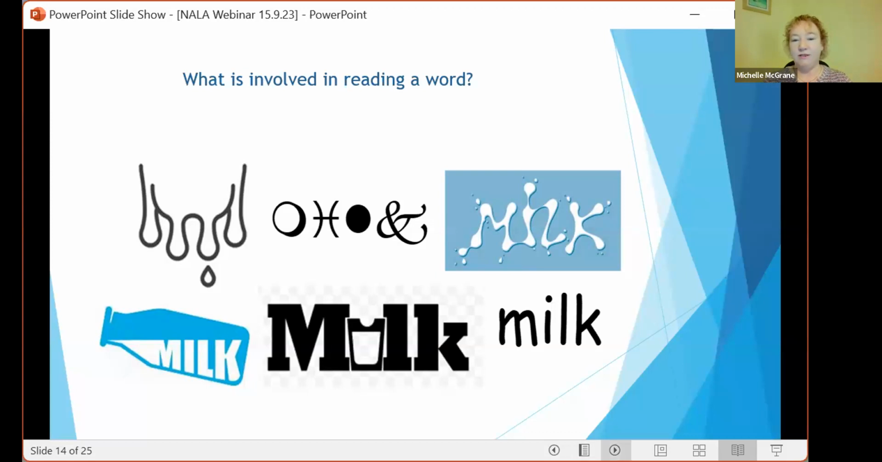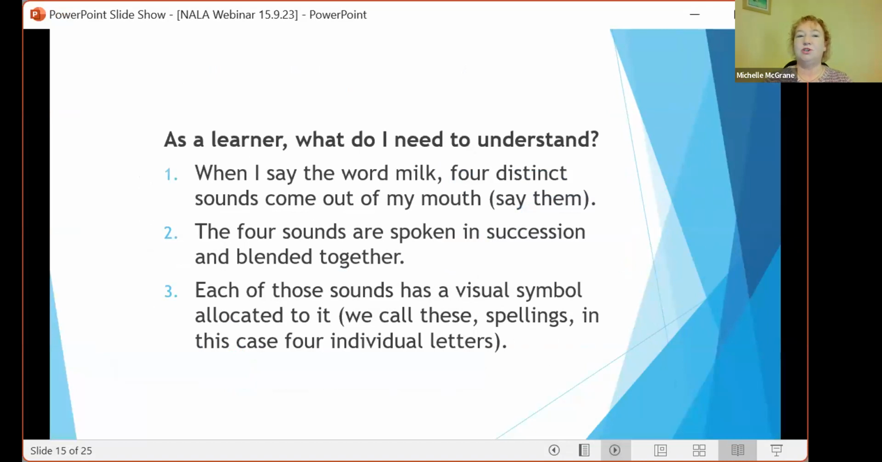So, in fact, what is required to read a word? Well, what do you need to understand? You need to understand that when I say the word milk, 4 distinct, discrete sounds are actually going to come out of my mouth: m, i, l, k. Those 4 sounds are spoken in succession, but we do not say them as 4 individual sounds. We blend them. So when I say milk, I don't say m-i-l-k.